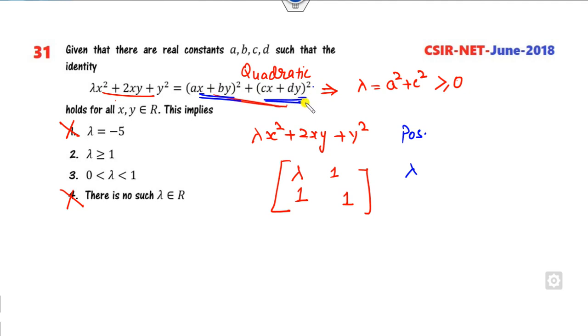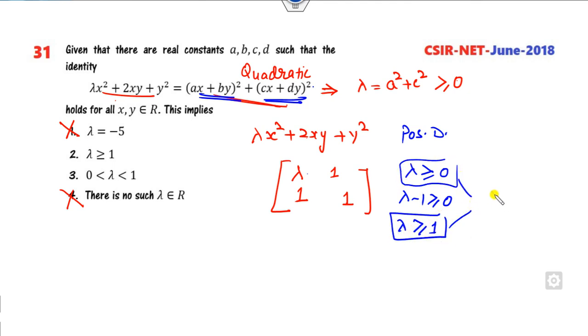The right hand side is always greater than 0. So for positive definite, all the eigenvalues are greater than 0. So the first principal minor here, second principal minor this. So what is the meaning of that? This is a relation, this is a relation. From these two relations we can find that greater than or equal to 1 is the right answer.